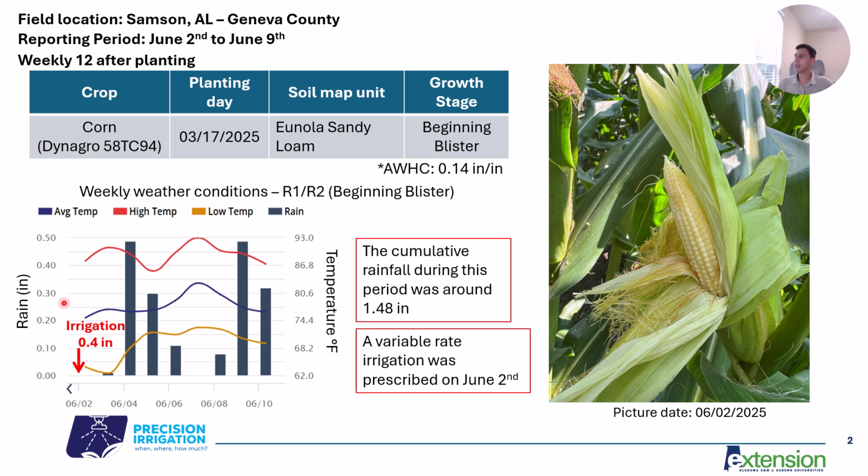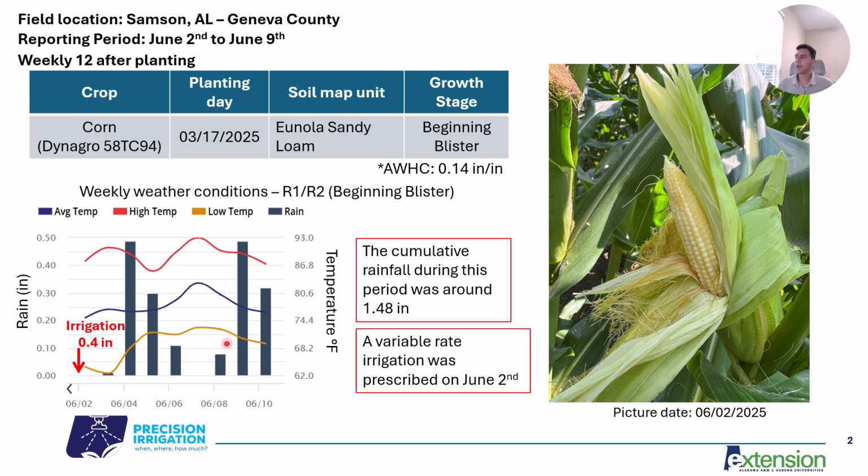And we applied a variable rate irrigation that was prescribed on June 2nd for this management zone that has a soil map unit of Inola sandy loam. We applied an irrigation of 0.4 inches. So during the period from June 5th to June 8th, there was minimal rainfall and high temperature.